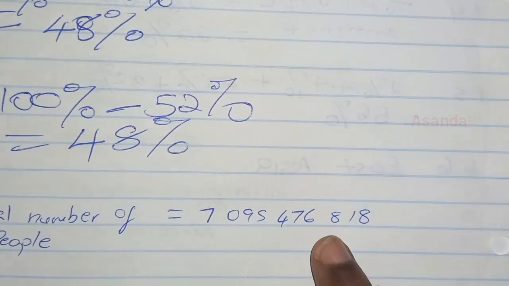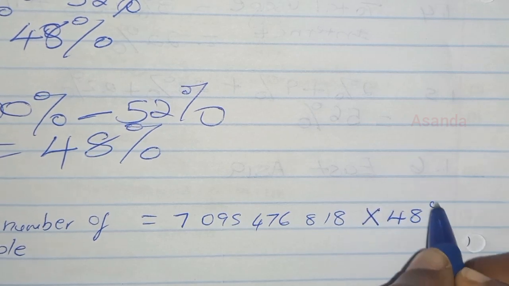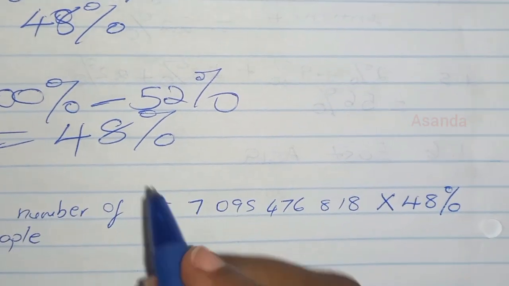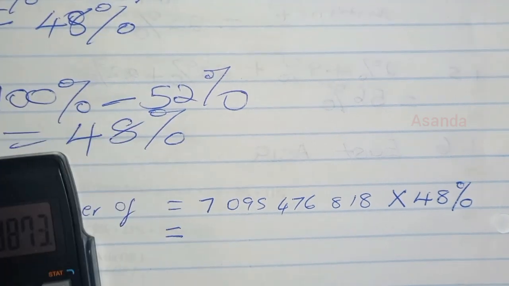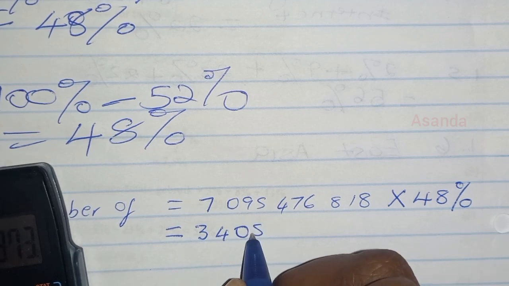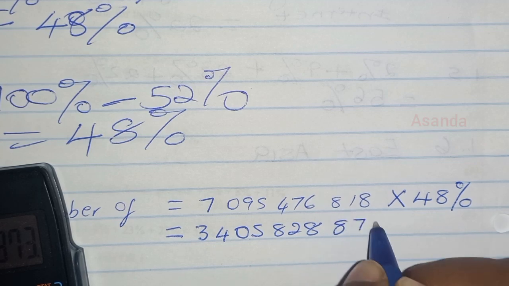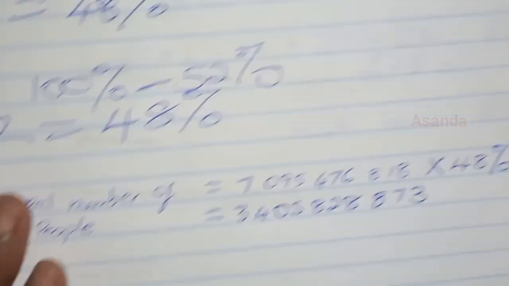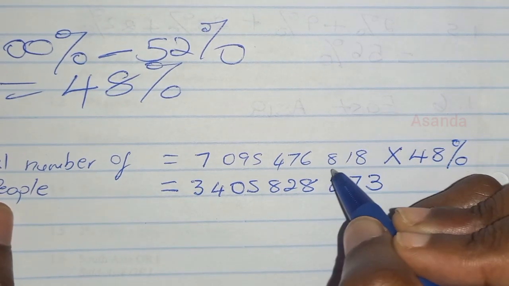So here's the total of the population. So now I'm going to multiply it by the 48% of the rural. Remember, they didn't ask for the percentage, they asked for the number. And then I'm going to find the number by using a calculator. And the number is 3,405,828,873.